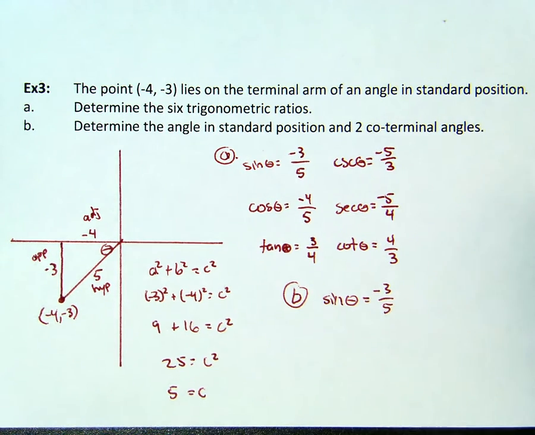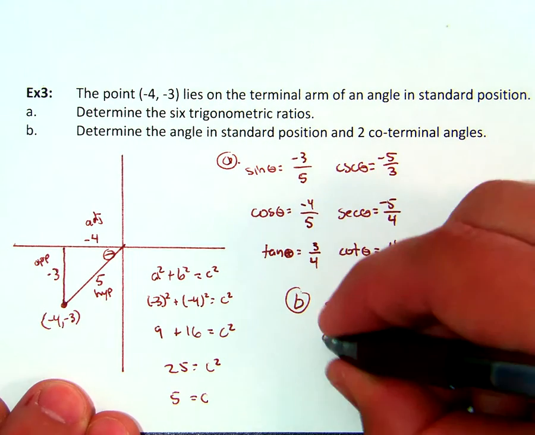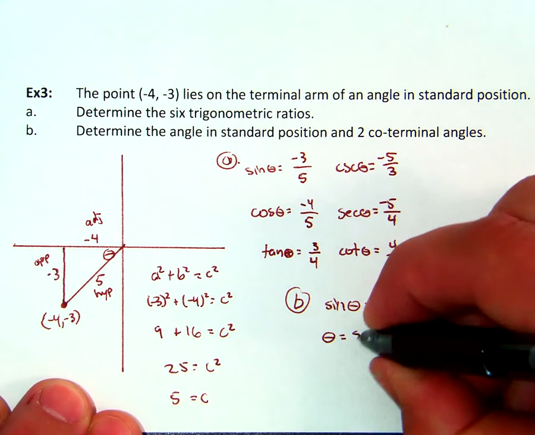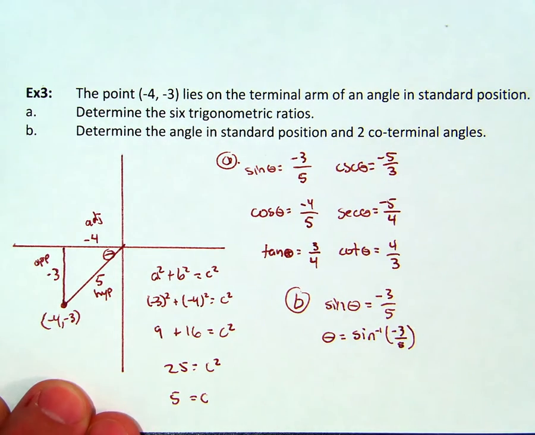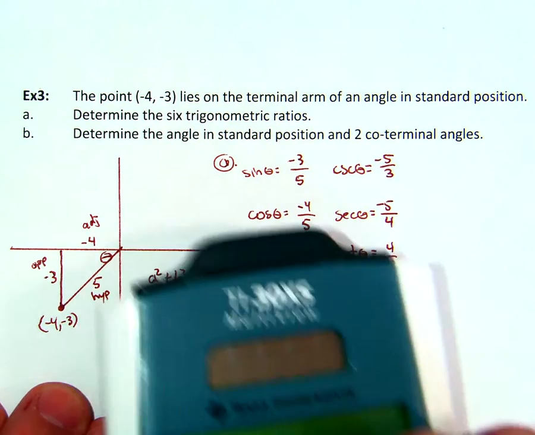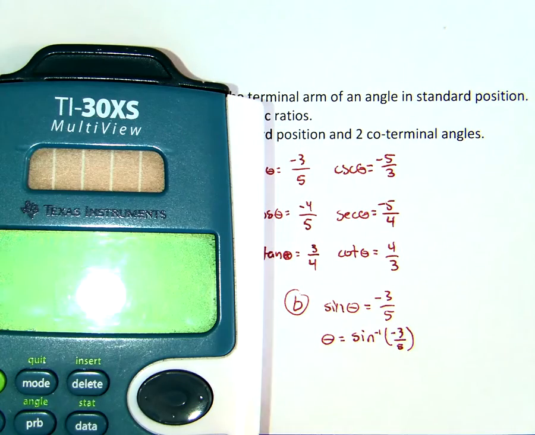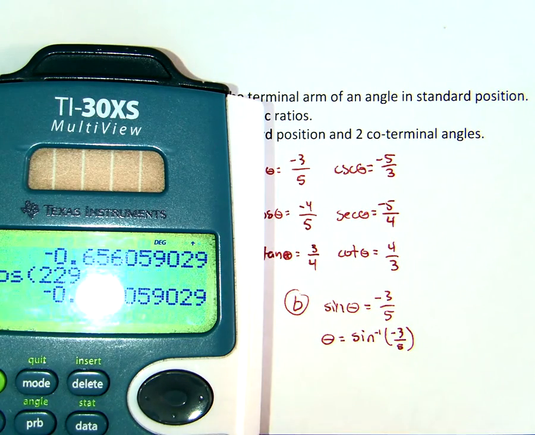Now how I get theta from that is theta will be equal to the inverse of sine, so sine inverse of negative 3 over 5. And then just punch that into your calculator. So I'll turn my calculator on here.